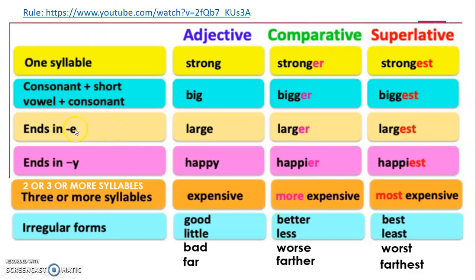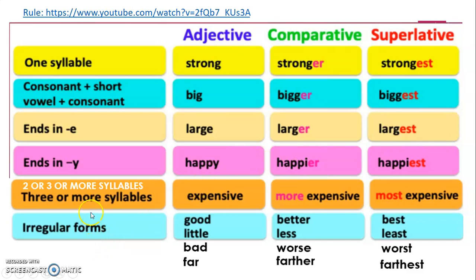Then you have the adjectives that end in E. Example, large becomes larger in the comparative form. You just need to add an R. You keep the E, you just need to add an R. Then the adjective that ends in Y, example, happy or funny, just like we saw before with Tom is funnier than Ali. So any adjectives that end in Y, you just need to delete the Y and put an I, and you add again the ER.